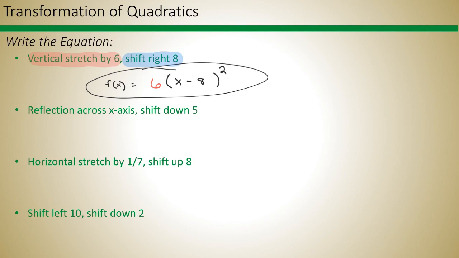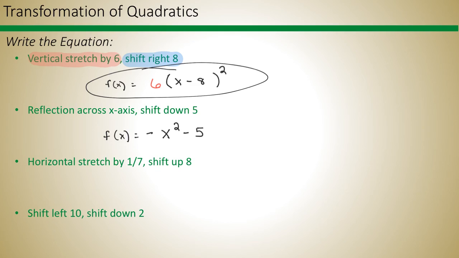Okay, the next one, we have a reflection over the x-axis. That means we're going to have a negative in front, and we're shifting down 5. So here's what this one's going to look like. f of x is equal to negative x squared minus 5. Okay, so since nothing horizontally is happening here, I don't need parentheses.